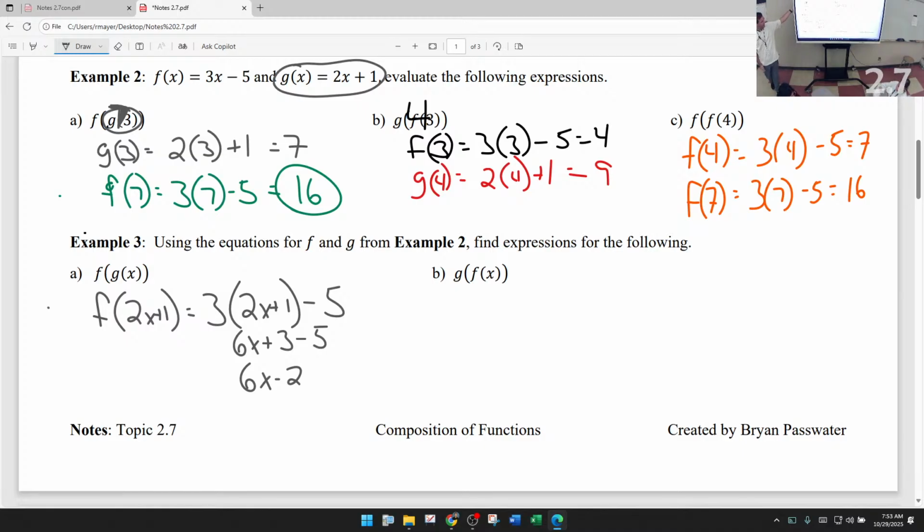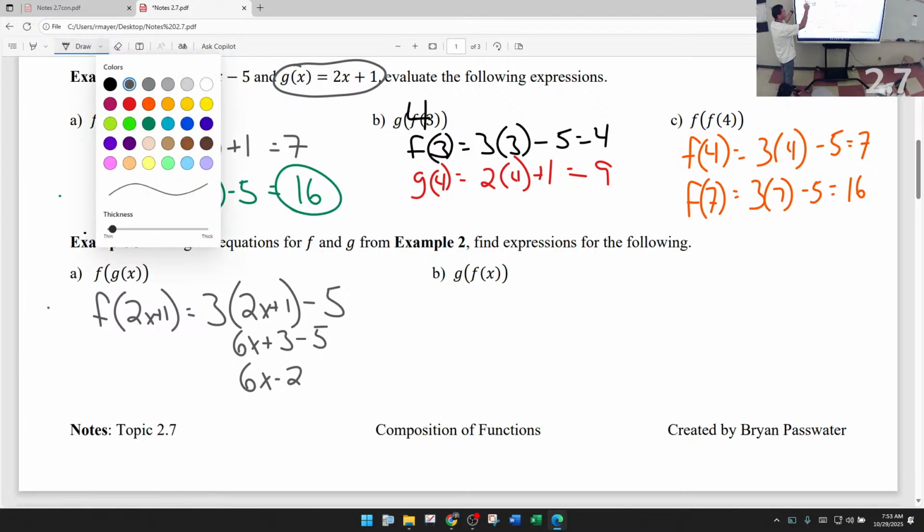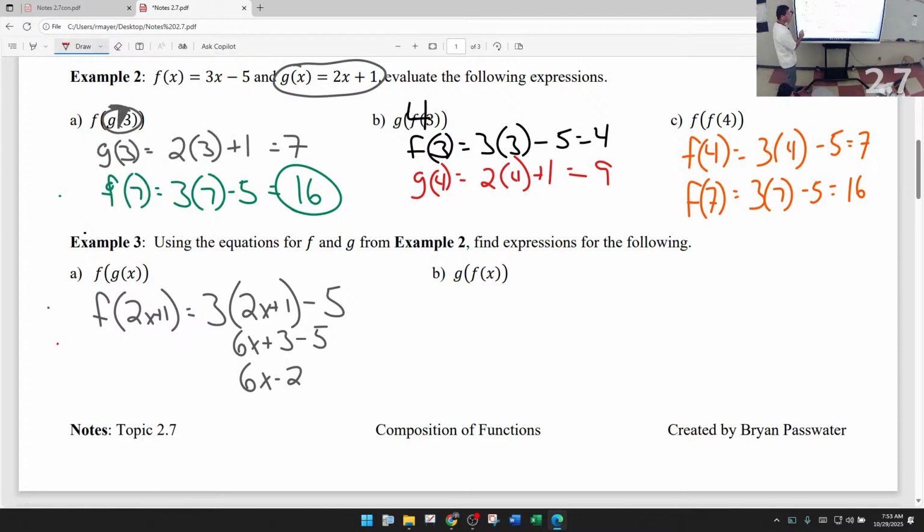Okay? G of f is the opposite of that. So let's plug and chug that one. Instead of g of f, I'm actually going to replace f with what f is, which is 3x minus 5. And so now I'm going to plug 3x minus 5 in place of the g. So it's 2 instead of x, it's going to be 3x minus 5.